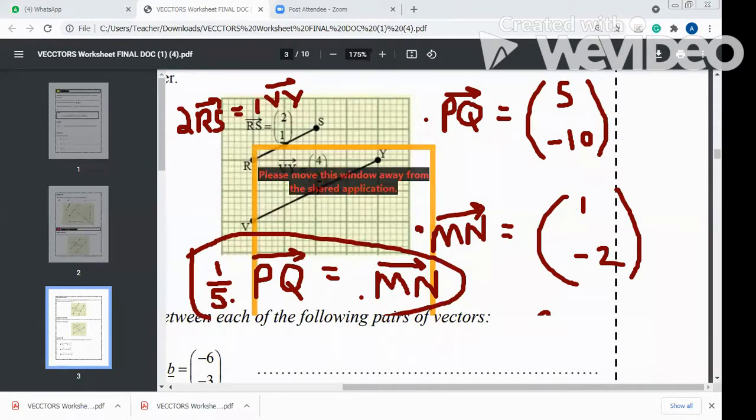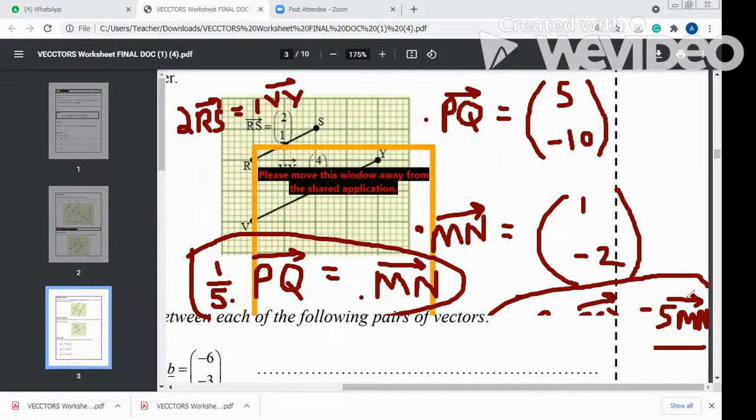And if you did not use the 1/5, what would have happened? You would have used PQ equal to 5 MN. I was going to write it a while ago. Right. So you have two answers. Okay. Two answers will work. Sir, if you pick one answer, one or the other. Right. Okay. That's what I mean.